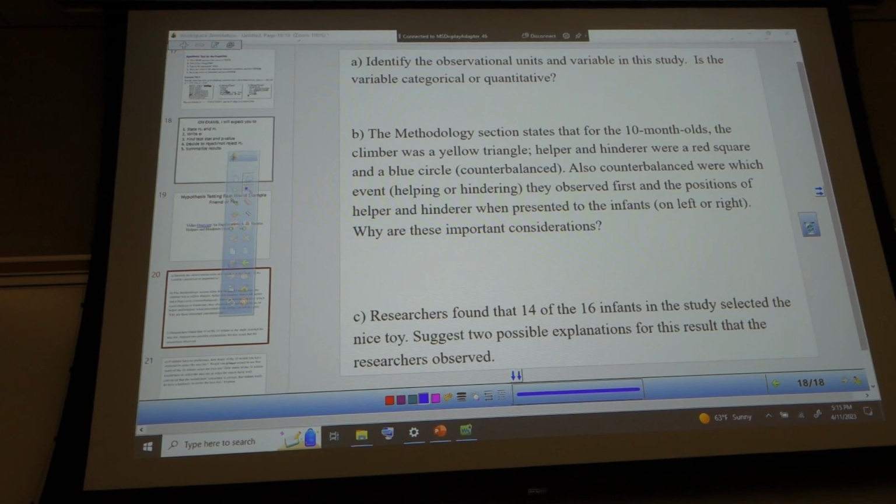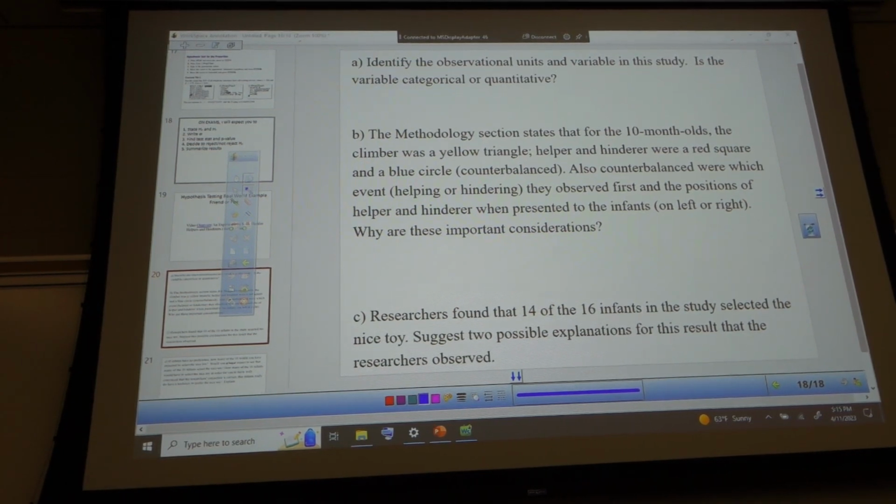Right? So counterbalance, incidentally, counterbalance means that they're swapped. So they had some situations where it was one way, and then the next baby they'd swap them and have them be a different way. Good. All right, so I'll give you folks a few minutes with your neighbors to try to answer these questions.